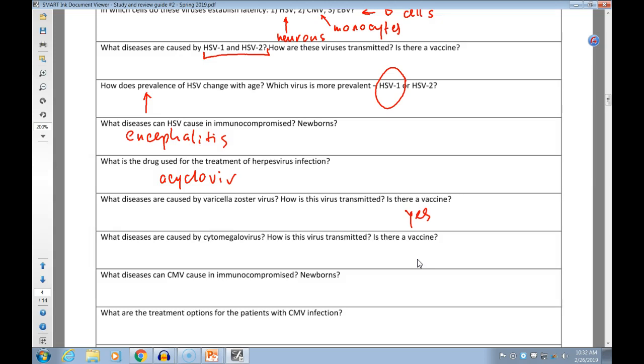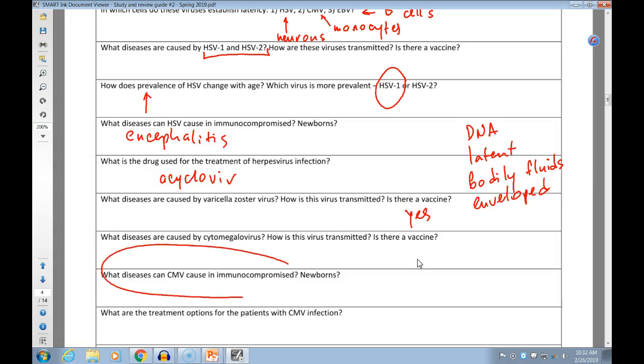Now, I'm going to digress for a second. You really have to appreciate the commonalities between herpesviruses. They all have DNA genomes. They can all become latent. They all can be transmitted via bodily fluids, and they all are enveloped. Does that make sense? That's really a common theme across all of them.